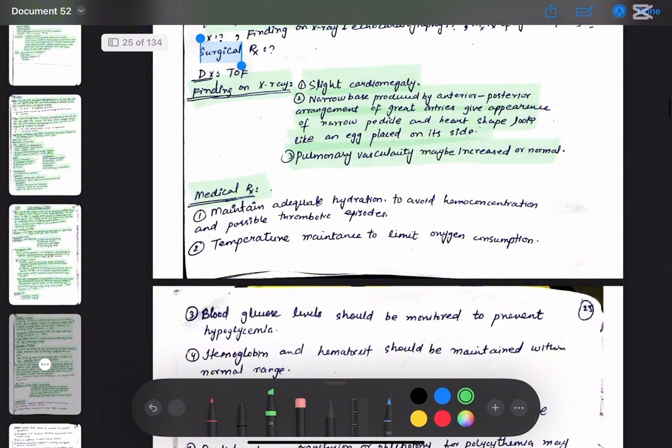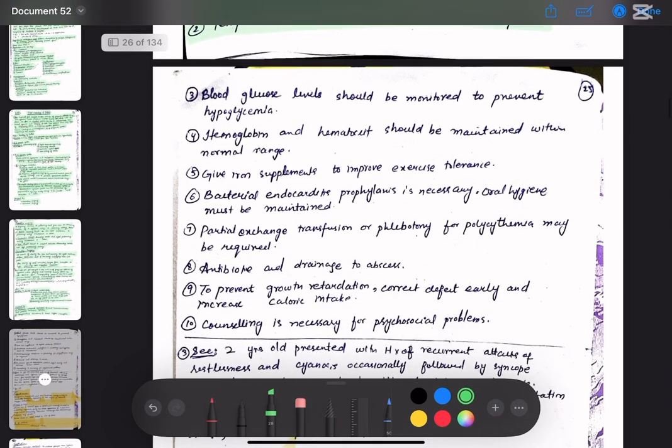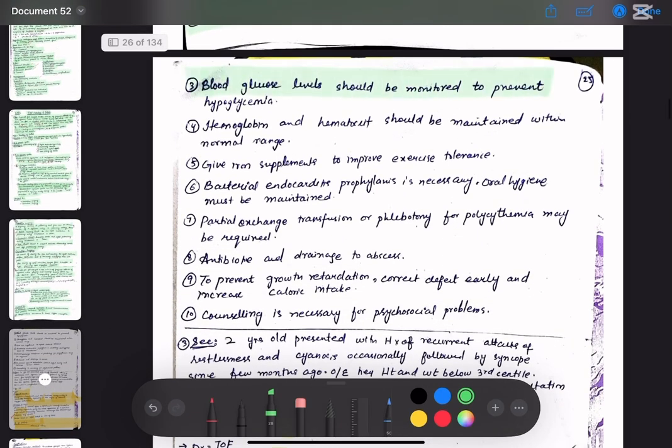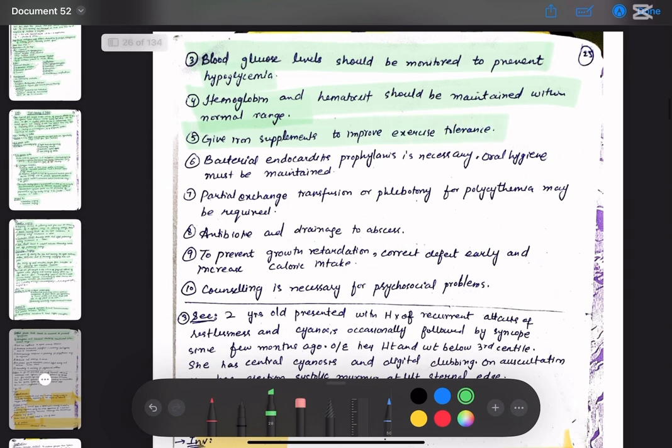The medical treatment for tetralogy of Fallot is to maintain adequate hydration to avoid hemoconcentration and possible thrombotic episodes, and temperature maintenance is done to limit oxygen consumption. Blood glucose levels should be monitored to prevent hypoglycemia. Hemoglobin and hematocrit should be maintained within the normal range. Give iron supplements to improve exercise tolerance.